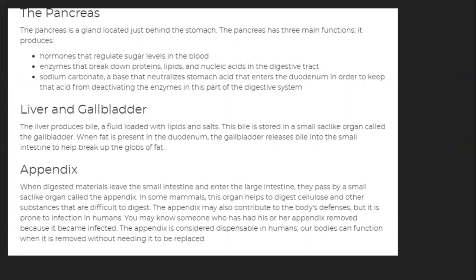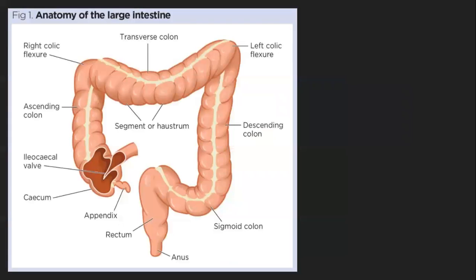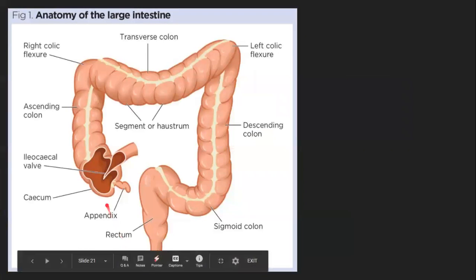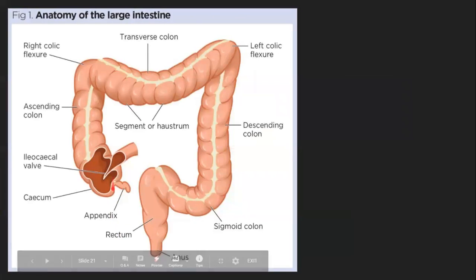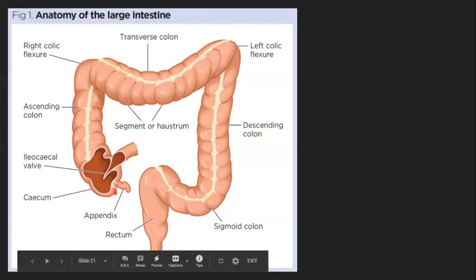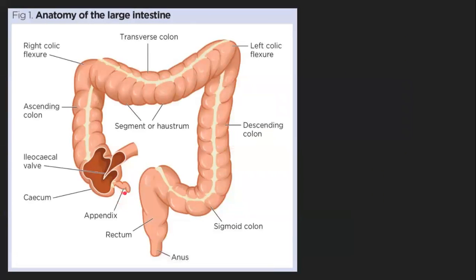Now, the appendix. The appendix is one part of the digestive system where it's not really clear what exactly it does. So let's take a look at this picture again. Here's the large intestine. Right over here, we have the appendix. Maybe some of you have heard of appendicitis. So what is appendicitis? It is basically an infection of the appendix.